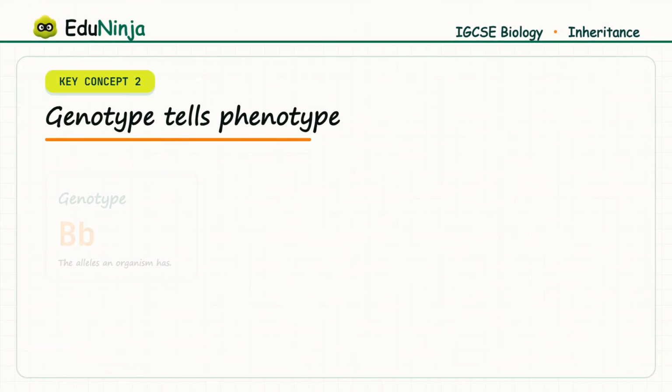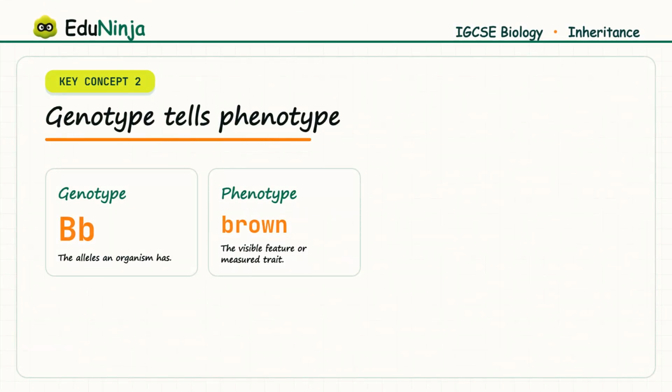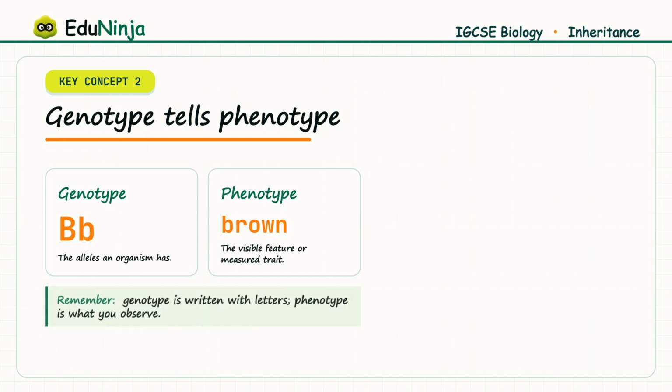Next, separate genotype from phenotype. Genotype means the alleles an organism has. Phenotype means the observable feature produced by the genotype and the environment. We often write alleles using letters. A capital letter represents a dominant allele, and a lowercase letter represents a recessive allele.